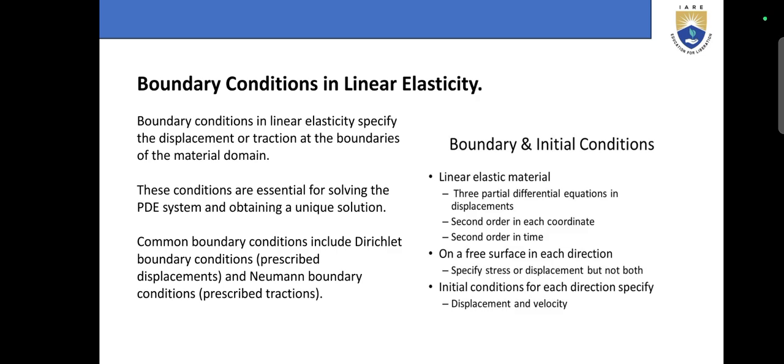Neumann boundary conditions are specified, with corrections. A linear elastic material problem is divided into three different parts. It is second order in each coordinate and second order in time. On a surface, in each direction, specify stress or displacement but not both. For initial conditions, in each direction, specify displacement and velocity.